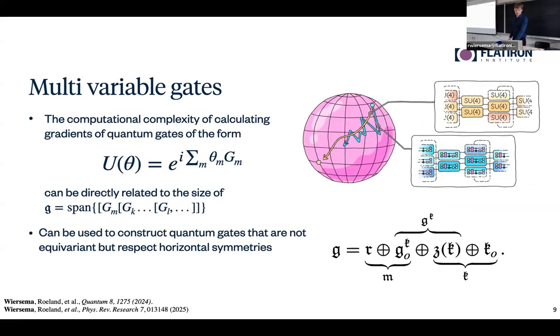Okay, and then finally, some things I've worked on is making these funky quantum gates. And there you can also relate the size of the dynamical Lie algebra to the complexity of calculating gradients of your variational circuits. So this is basically to say there's a bunch of different reasons, in quantum computing control and quantum machine learning theory, why you would want to know what these things are.